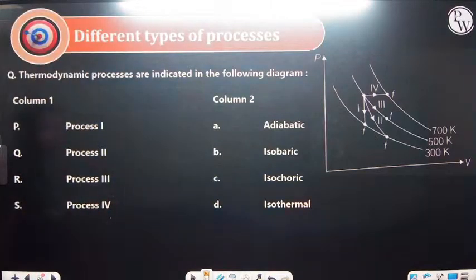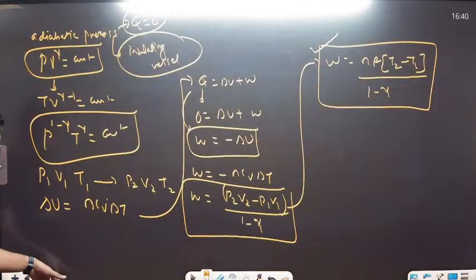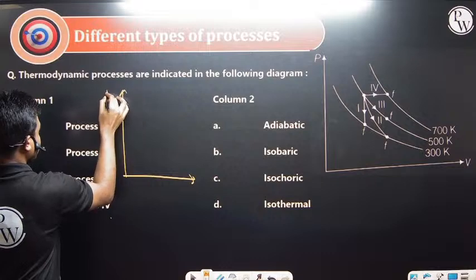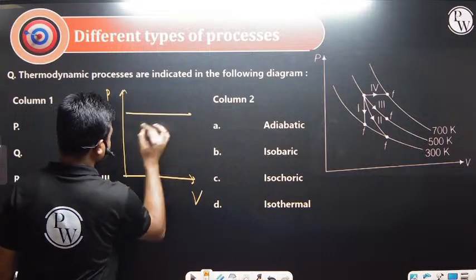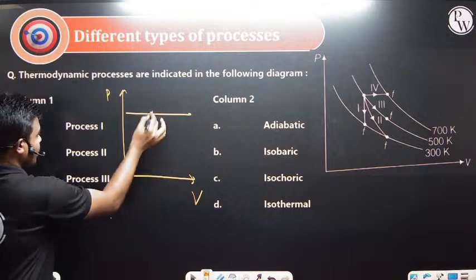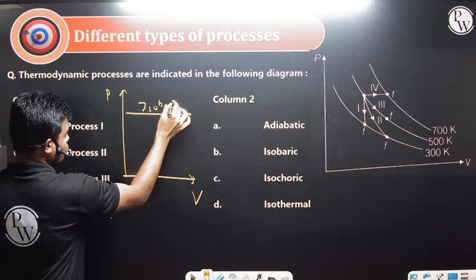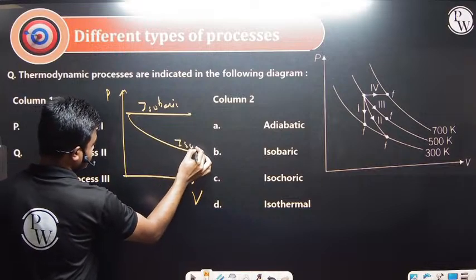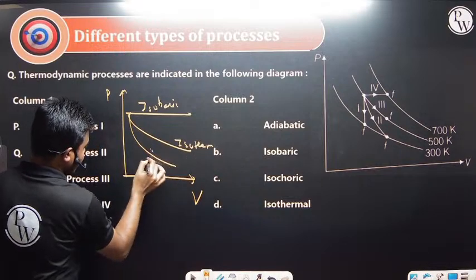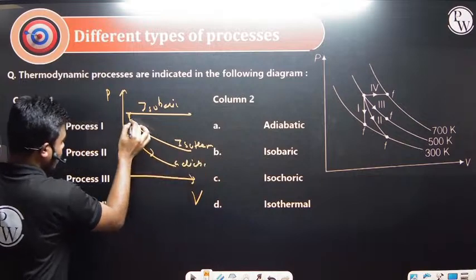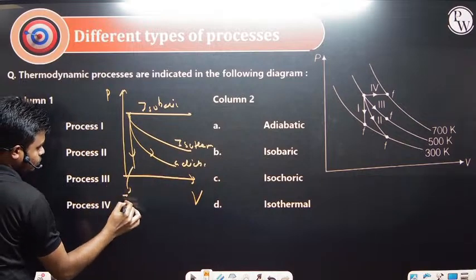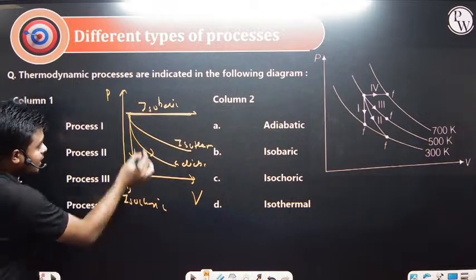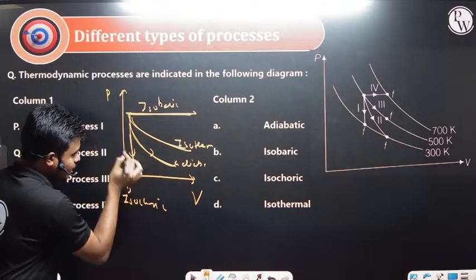So let's see some of the graphs for this. If we talk about the PV graph, with pressure on this side and volume on this side, this PV curve is the isobaric process. Next we have isothermal, this side we have adiabatic, and this side we have isochoric. This will be isobaric when the pressure is constant. This side isothermal, this adiabatic, and this isochoric.